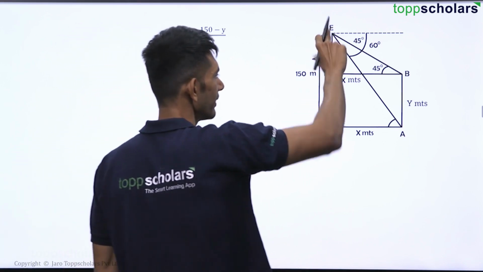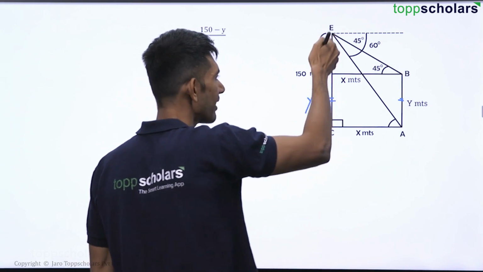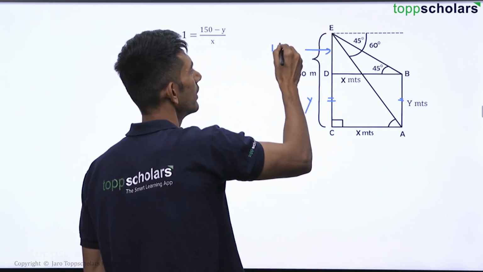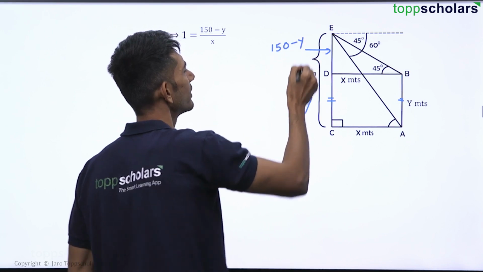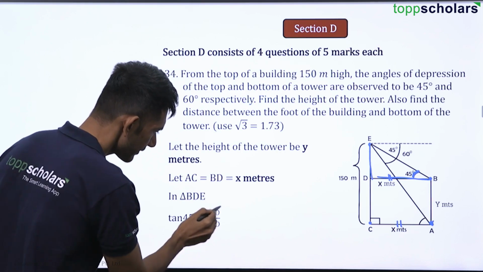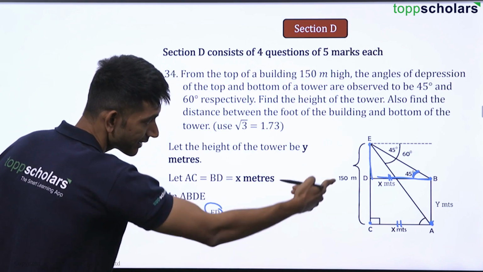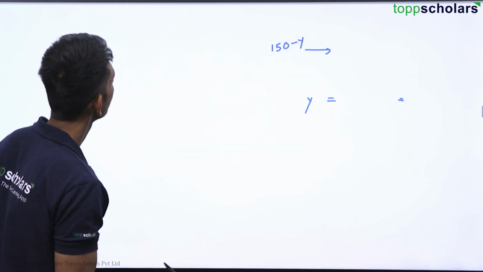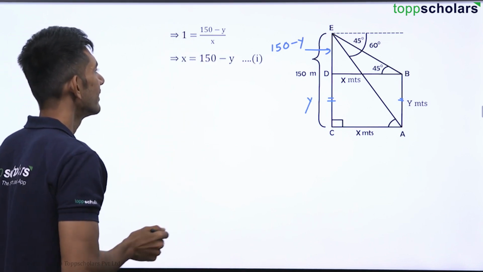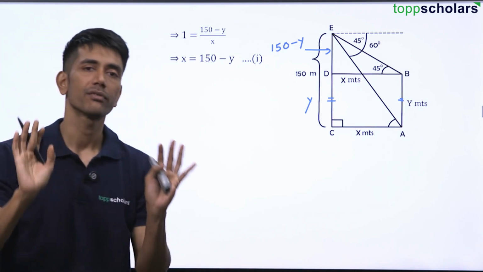But tell me one thing, what will be ED? See, this is y, isn't it? This is y. Entire part is 150. So the remaining part is 150 minus y. So if you see, this ED is 150 minus y and BD is x. So x goes that side. So I get x is equal to 150 minus y, or x plus y is 150.